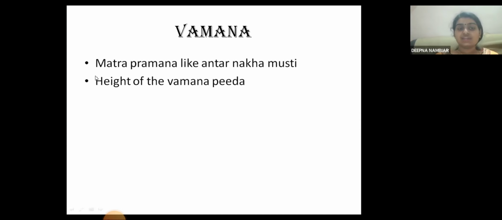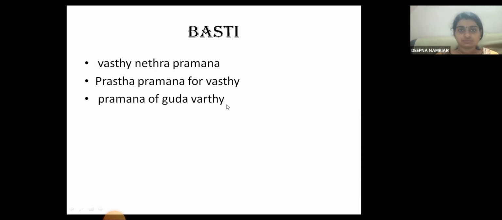And considering the Vamana Pida, the height of the Vamana Pida is Janu Samam, the length of the Janu is considered as the height of the Vamana Pida. So for each and every patient, it will be different. The height of the Vamana Pida has to be selected according to the height of the patient. So it is also dependent upon the pramana of the patient.